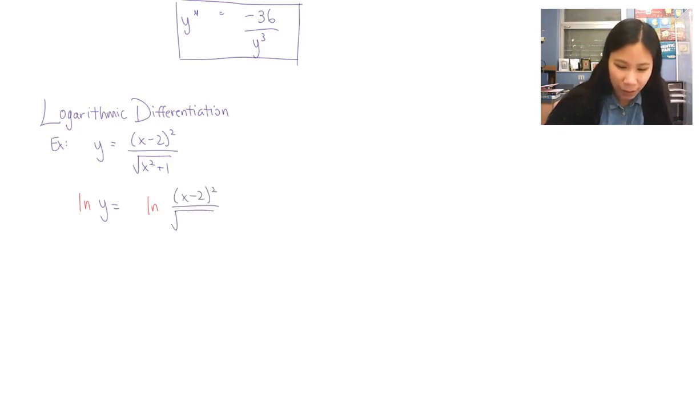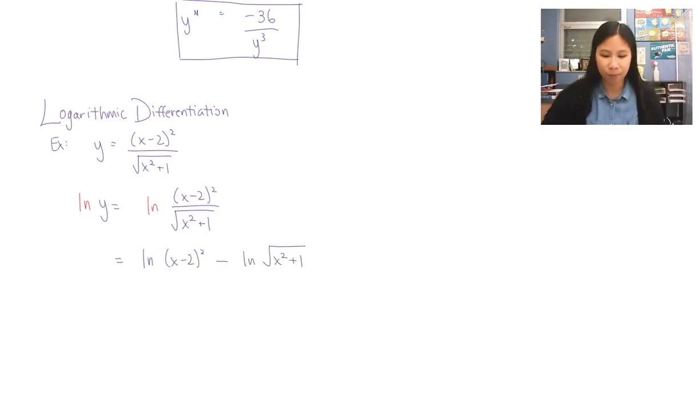Because if we have natural logs involved, then on the right side, I can rewrite this entire equation using more logs. So remember the log property where if it's being divided, you can rewrite it as multiple logs being subtracted. So I can split this up into log of x minus 2 squared minus log of the square root of x squared plus 1. Okay, it's looking better already because now I know I don't need quotient rule.